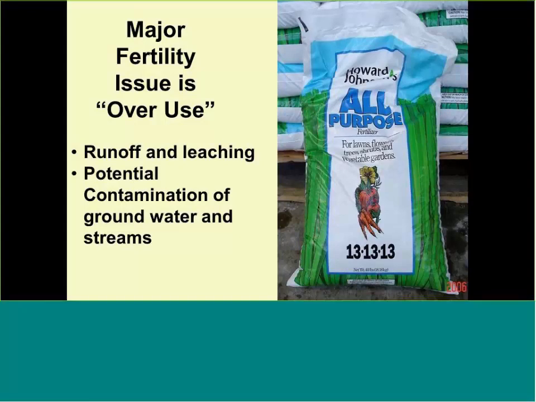Commercial growers, it costs money. And adding an extra cup over 100 acres will add up to a lot of money. So it's a monetary decision. Homeowners, we tend to be generous. If the label says a teaspoon, we put a couple of teaspoons. It's normal. I do that. So with overuse, you may have runoff, leaching, potential to contaminate groundwater and streams.